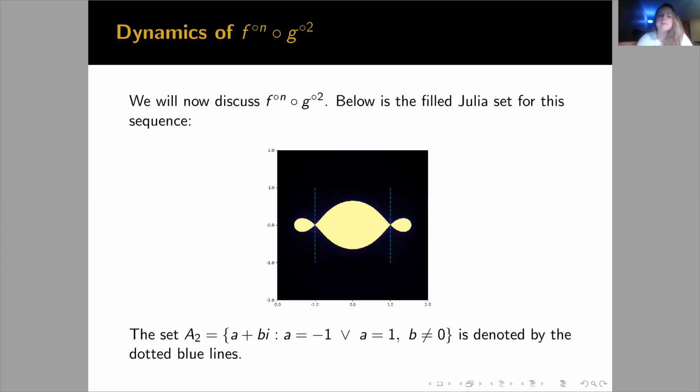So we will now look at f^n of G^2. On the slide, you can see the Fatou-Julia set for this sequence, and notice how around 0, all the points are part of the Fatou-Julia set, meaning they're bounded under the sequence. But for points around -1 and 1, it pinches, and all the points above and below those 2 points are part of the unbounded 2 component.